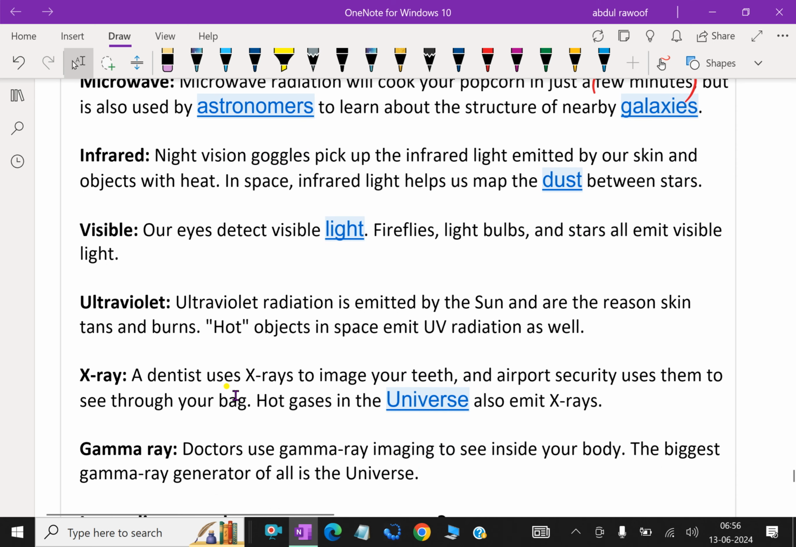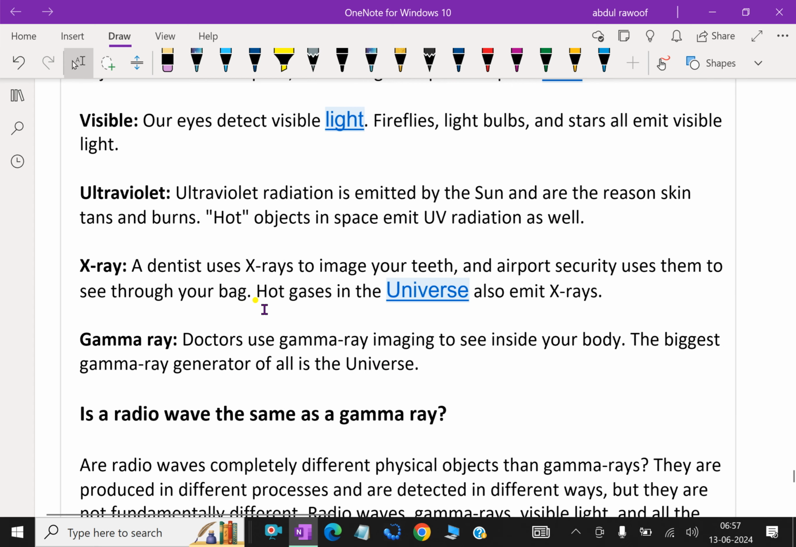Next is ultraviolet. Ultraviolet radiation is emitted by the sun and is the reason skin tans and burns. If ultraviolet falls directly on your skin, it burns the skin. We get a burning sensation. Hot objects in space emit UV radiation as well.